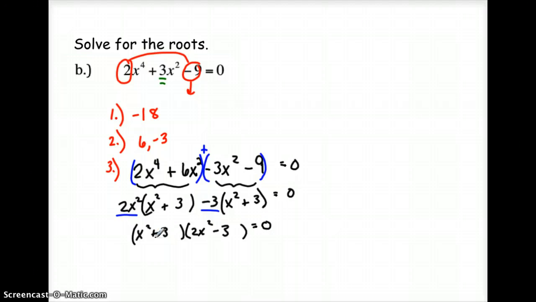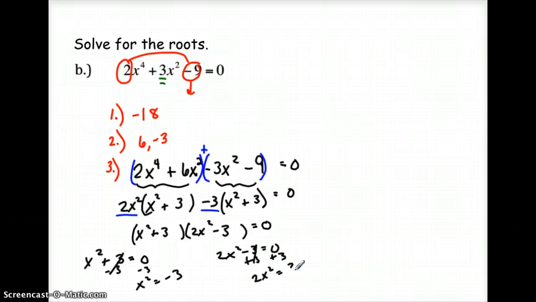What that means is one of these groups, since they're multiplied, or both are possibly 0. So I've got to set each one equal to 0 to figure out what the x value is going to be. Over here I would subtract 3, so I get x squared equals negative 3. Over here I would add 3, and so 2x squared equals 3, divide by 2, x squared equals the fraction.